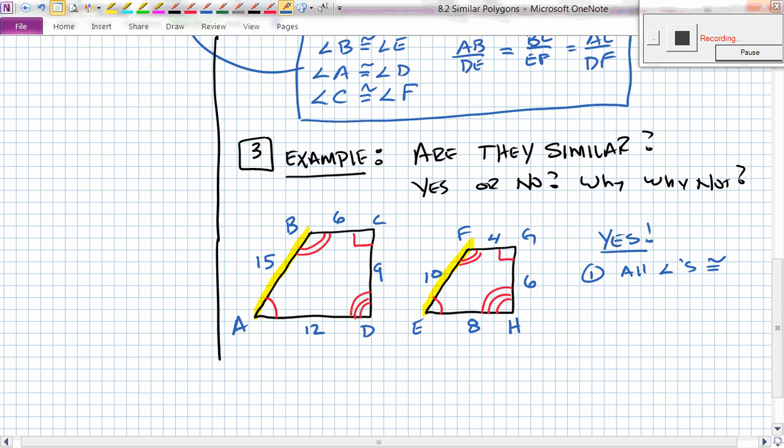So if I write that out, I get 15 over 10. And that has to be the same as what? Keep going all the way around the figure. 6 over 4, that has to be the same as what? 9 over 6, which is the same as what? 12 over 8. Now, let's simplify each one of those fractions.